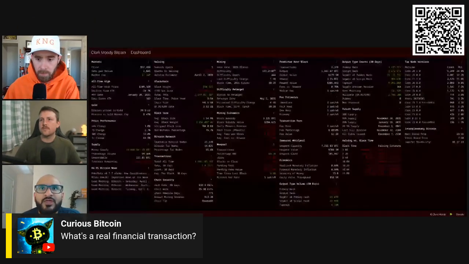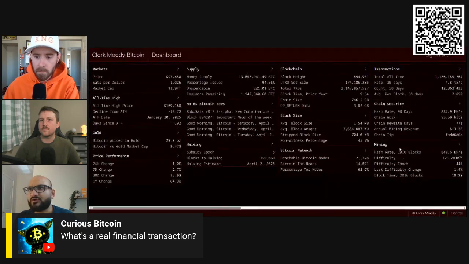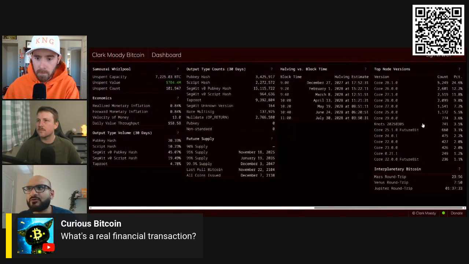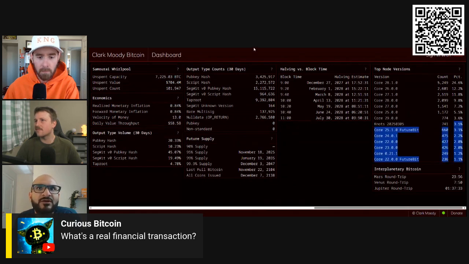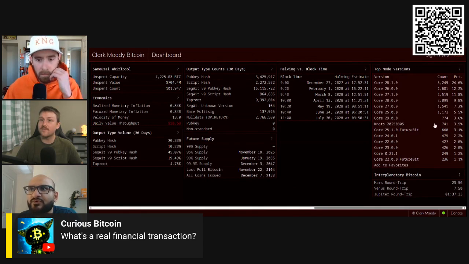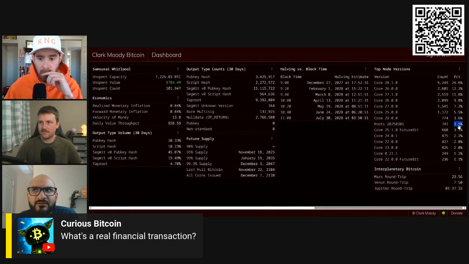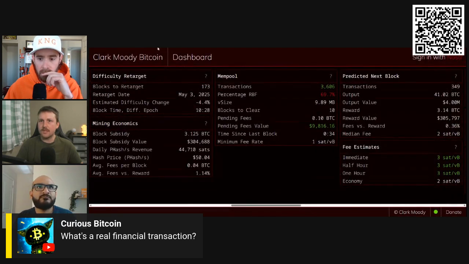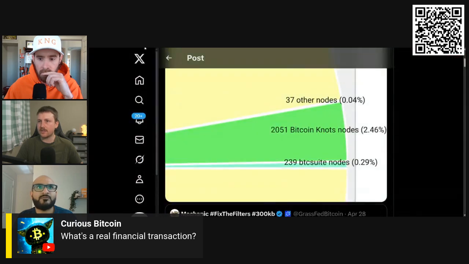Yep. I believe in early January of 2025, the percentage of nodes running Knots was at 0.3%. I saw that from a tweet. Today, wow, it shows up at 3.5%. I'm not sure if this is accurate, keep that in mind, but it's up a lot. Even this morning, this was at 3.3%. Yeah. So when this debate started, I have a post from April 28th. It was 2.46%. So it's increasing like crazy.